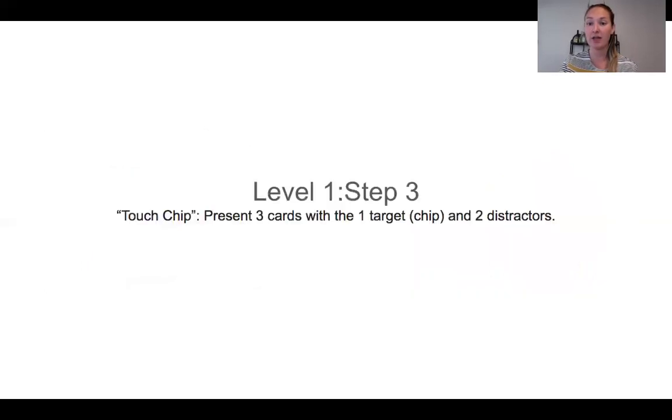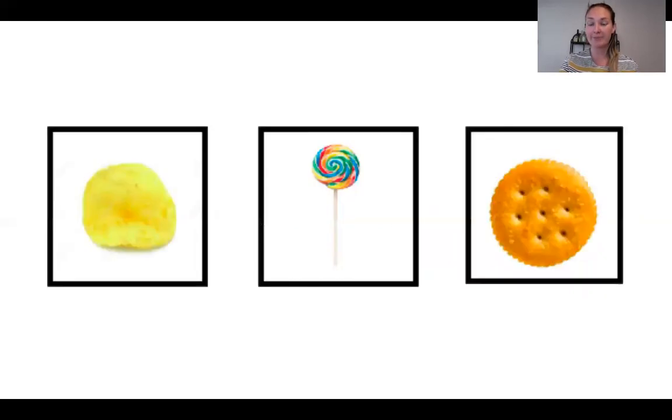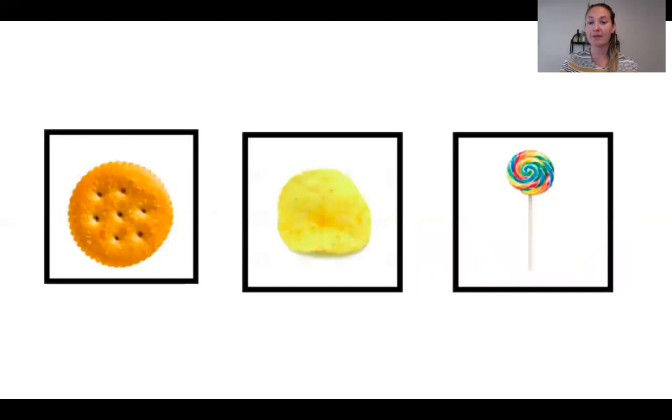Let's take a look at level 1, step 3. This is going to get a little harder because now we're adding a second distractor, forcing our student to really have to discriminate and identify the chip. Touch chip. Again, 5 to 10 times depending on your learner.